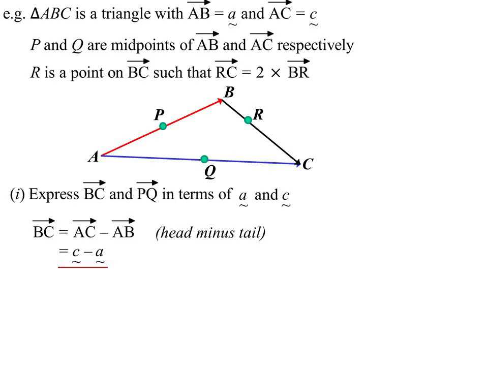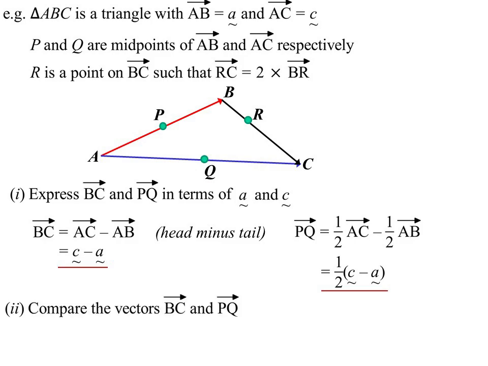But if you think about it as head minus tail, you'll notice these two vectors are both coming from A, and it's creating this new vector. So if they're coming from the same place, what was this vector minus what was this vector? Head minus tail. C minus A. PQ, how can I work that one out? Well, I want to go from P to Q. Another way I could do that is go half of AB, P was the midpoint, remember? And then I'll add on half of AC. I'll end up with a half of C minus A. Compare those two. PQ is actually a half of the vector BC.